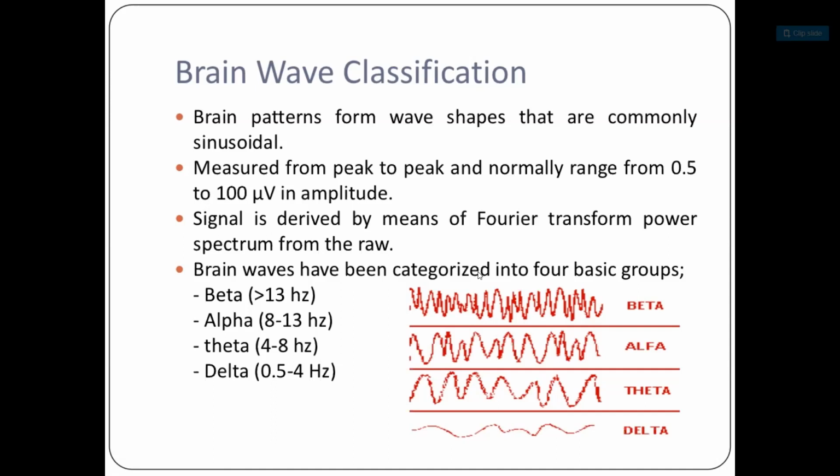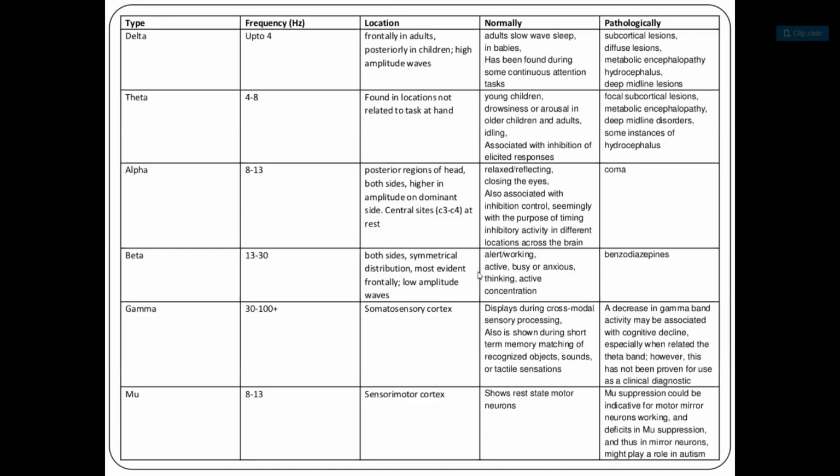Brain waves have been characterized into four basic groups. You have beta waves, which are greater than 13 Hertz, alpha waves between 8 to 13 Hertz, theta 4 to 8 Hertz, and delta 0.5 to 4 Hertz. Along with their frequency, there is also the location on the scalp where you place the electrodes, which is usually taken, and what is determined pathologically.